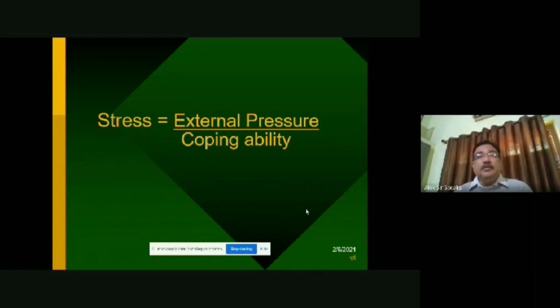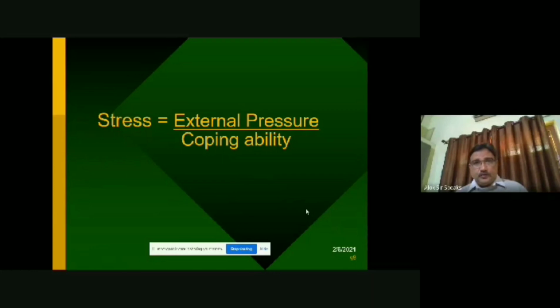We know this. Similarly, from the perspective of spirituality, or psychology, if you see stress, what is stress? Stress is the external pressure divided by our coping ability. It means how much pressure we are subjected to from different sides. As a human being, you experience external pressure from your workplace, from your boss, from your director or principal. You may get external pressure from your family members at home.